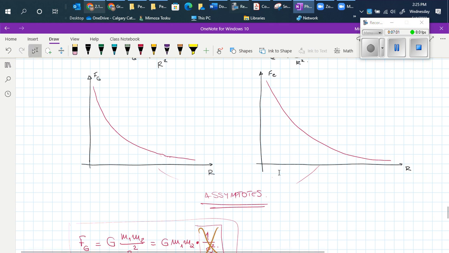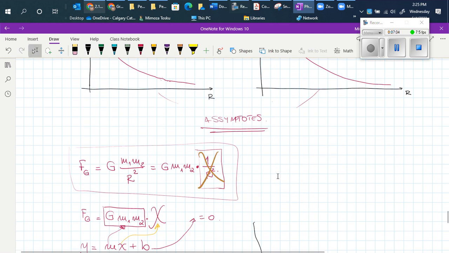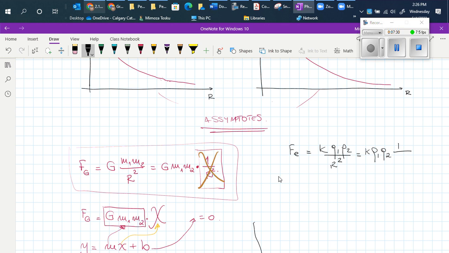So exactly the same logic we'll use for electrostatic force. To straighten the graph, the electrostatic force that is represented as KQ1 Q2 over R squared, to give ourselves the liberty to say that this is what X will be in the horizontal axis, we rewrite it as KQ1 Q2 times 1 over R squared.